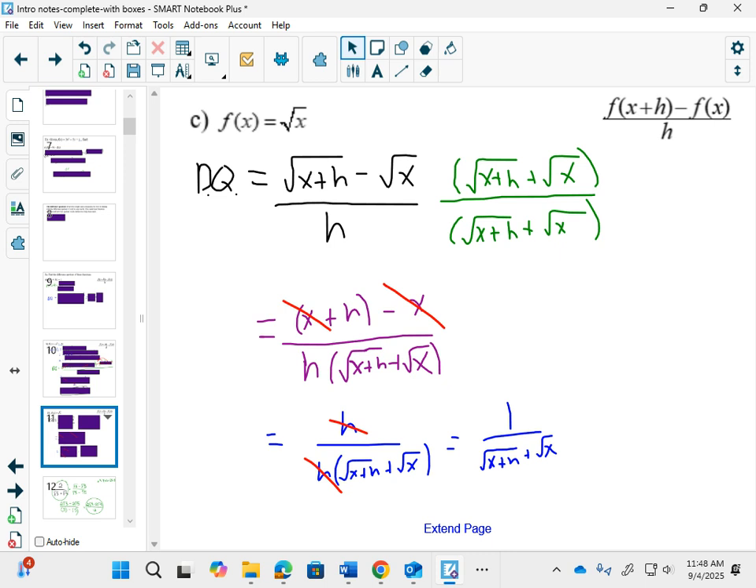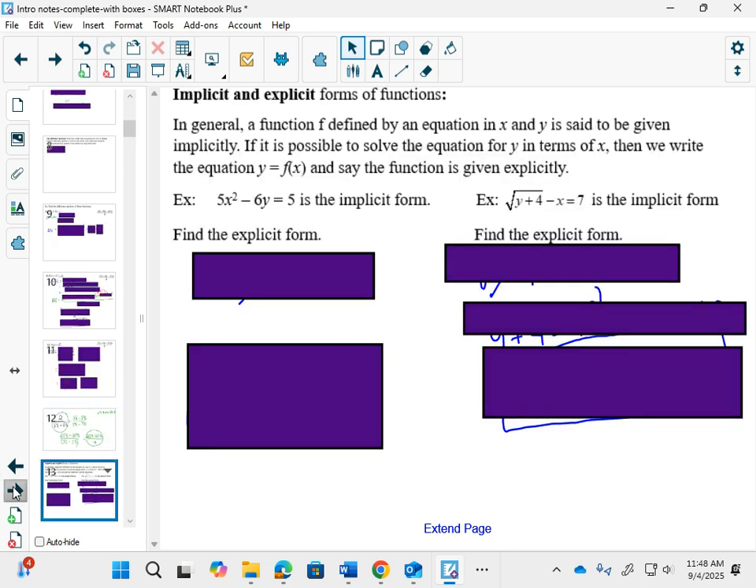Okay. One more topic for today. Implicit and explicit forms of functions.